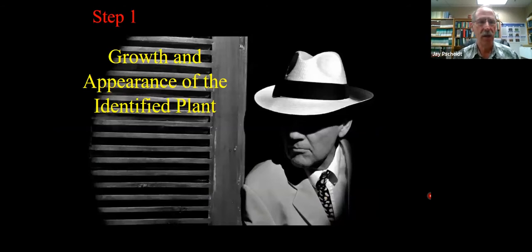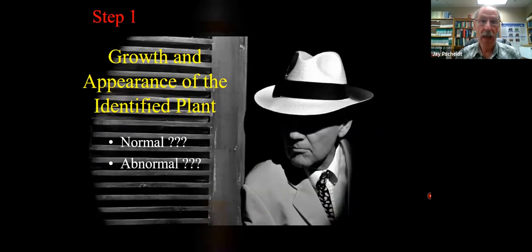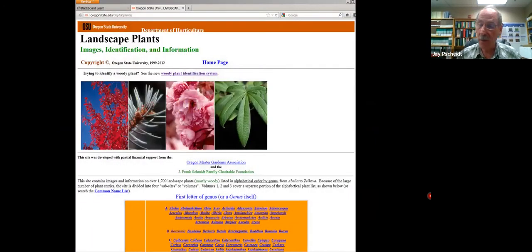Okay, let's start through this process. Step one, growth and appearance of the identified plant. There are some online ways to identify plants and decide whether it's normal or abnormal. One of the big ways here is the Department of Horticulture has this website that you can go to that will help you with woody landscape plants, both deciduous plants as well as conifers. So there's two different ones there. Go ahead and find that and work through it a little bit.